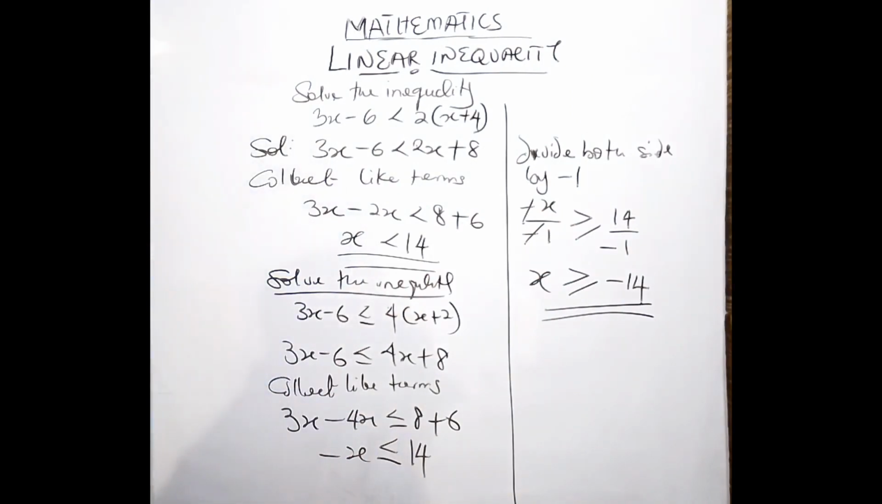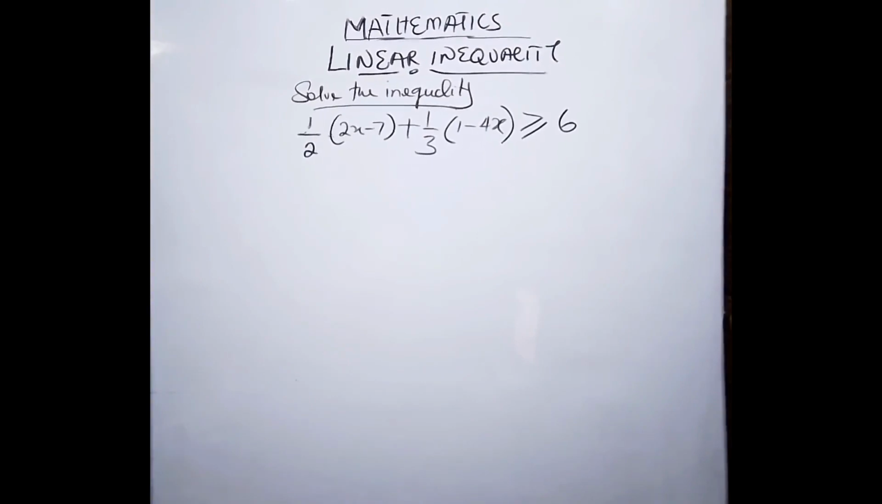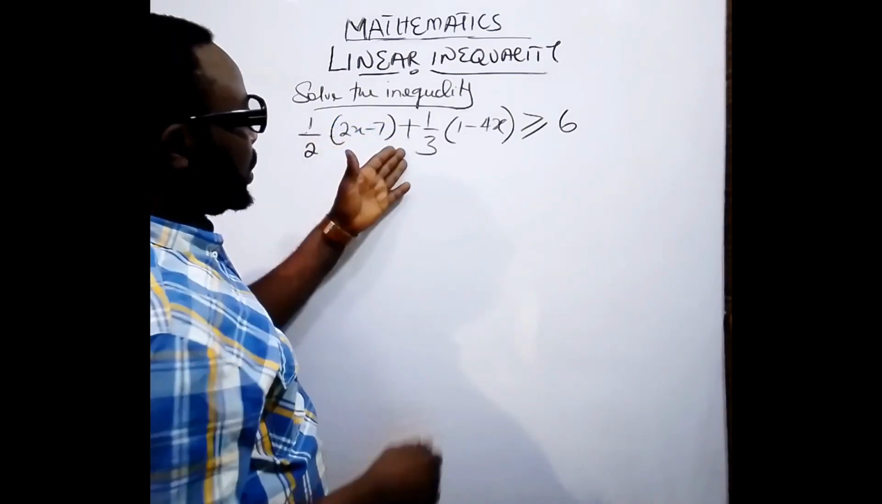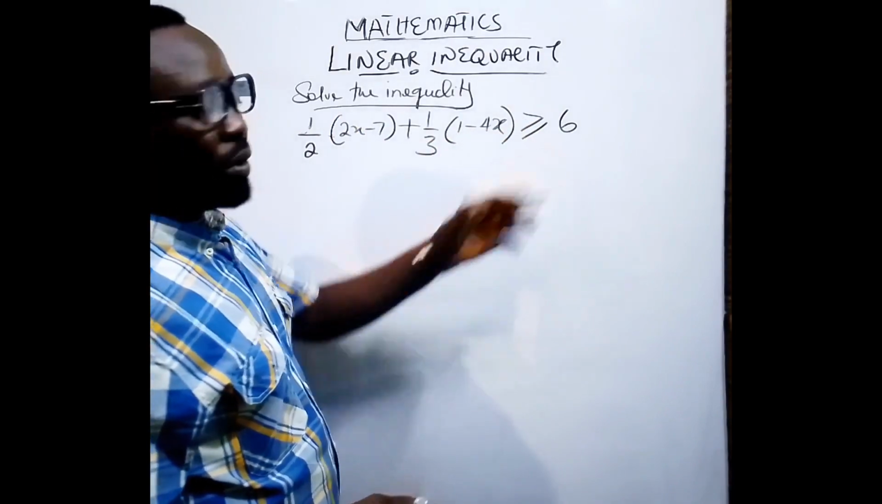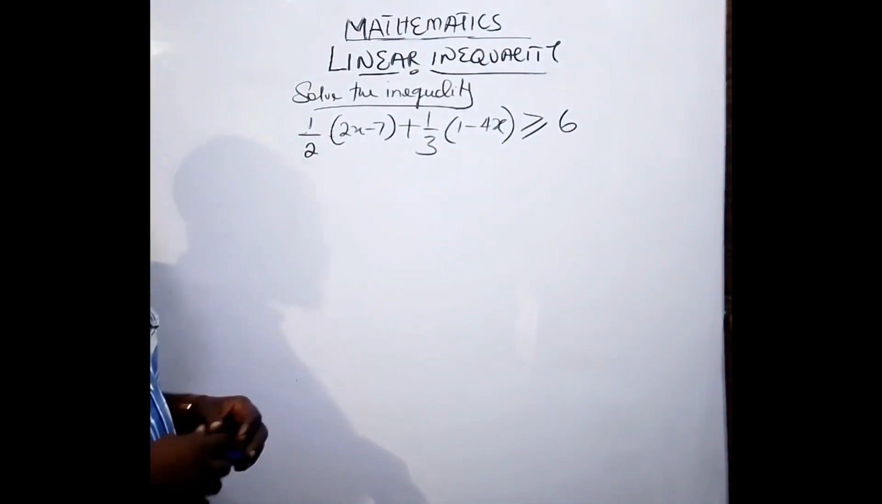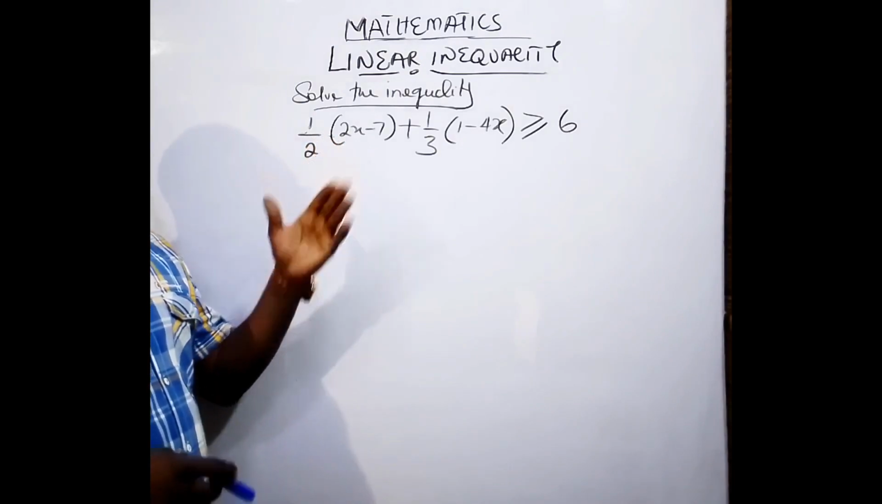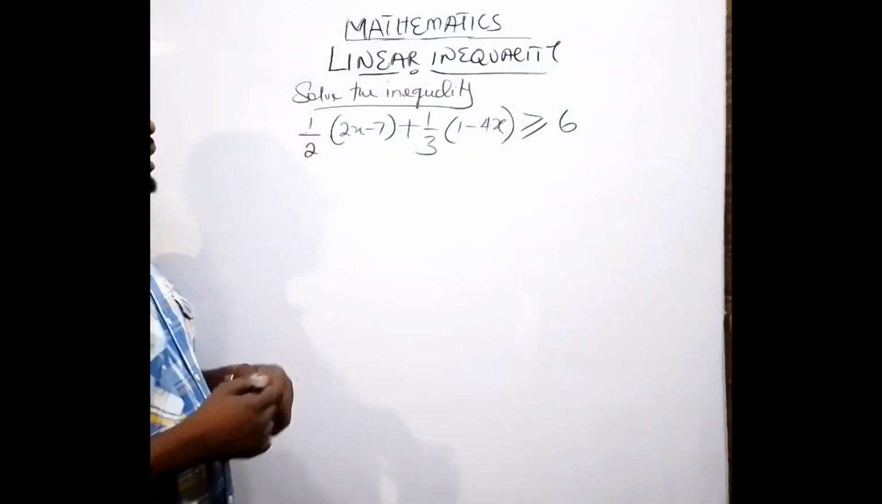So let's look at one more question on this. This question says you have to solve this inequality: 1 over 2 into bracket 2x minus 7 plus 1 over 3 into bracket 1 minus 4x greater than or equal to 6. Now, in this question, there's this bracket here. This bracket in mathematics means multiplication. So when we have a value beside it, it means that you have to multiply by that particular value.